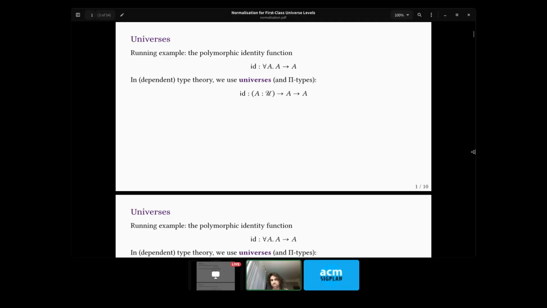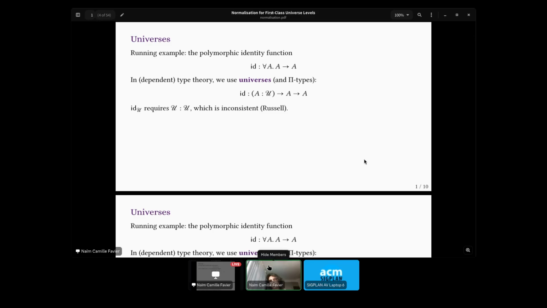So in dependent type theory, we use universes for many different reasons, but polymorphism is one of them. A universe is just a type of types. And if we have dependent function types, we can say that the identity function takes an element of the universe, so a type, and returns a function from A to A.